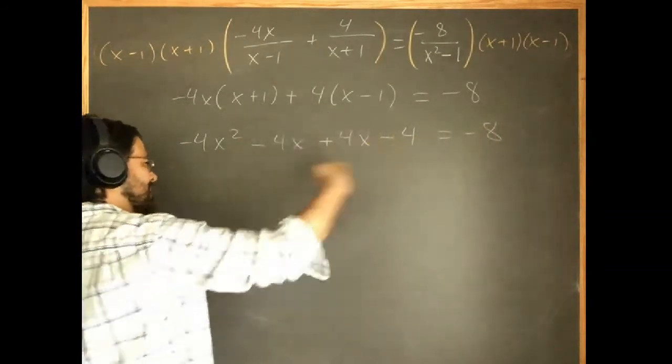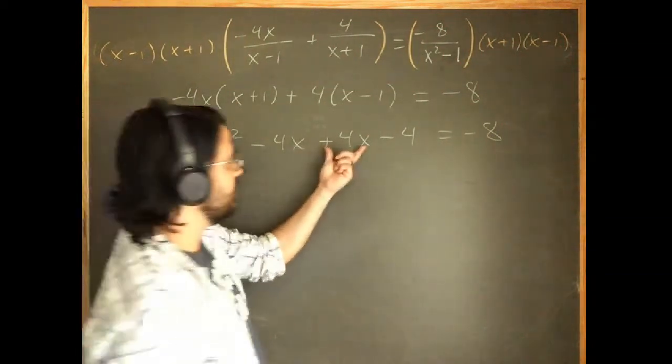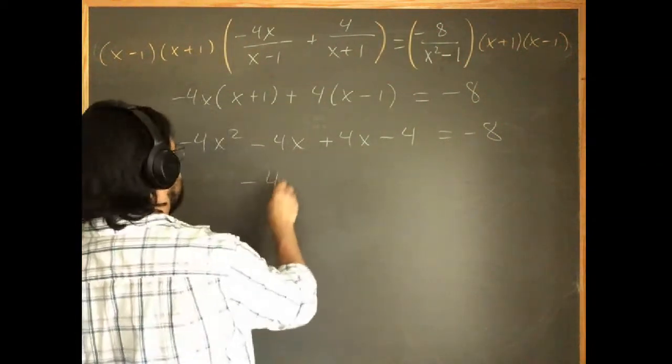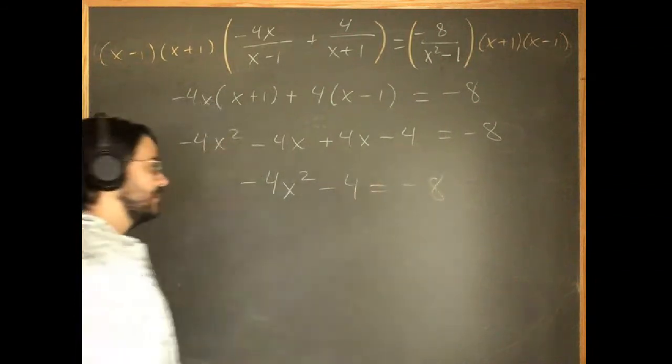Okay, so simplify the left-hand side over here. What quadratic do we get on the left-hand side after we simplify? Okay, yeah, so the negative 4x and the 4x cancel each other out. We're left with negative 4x squared minus 4 is equal to negative 8.